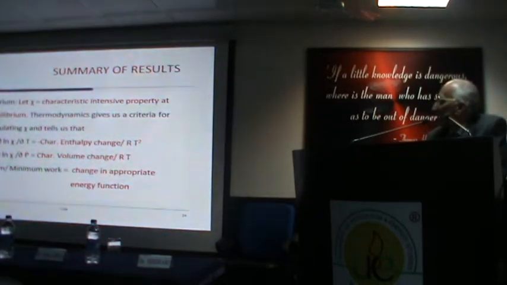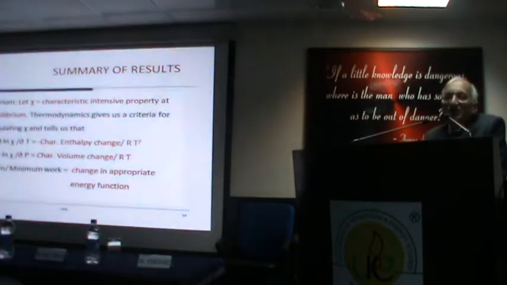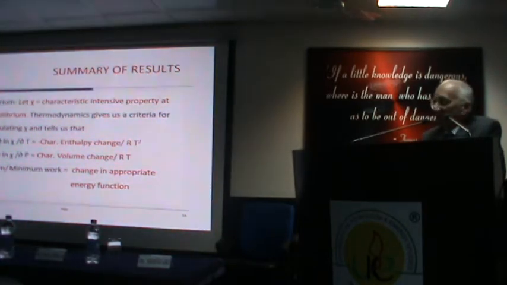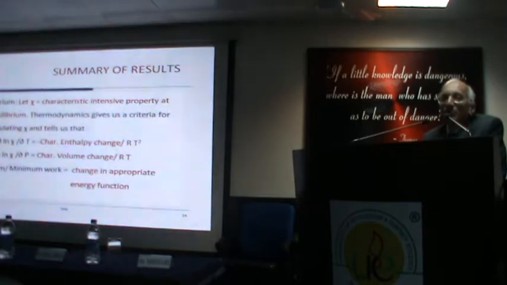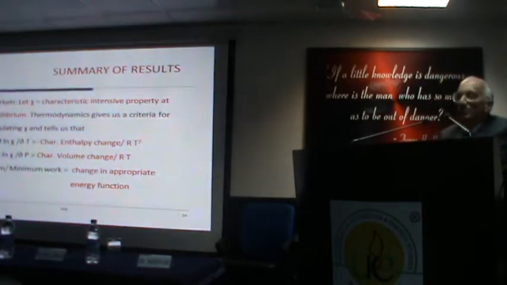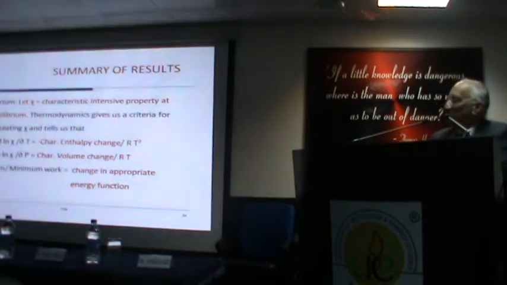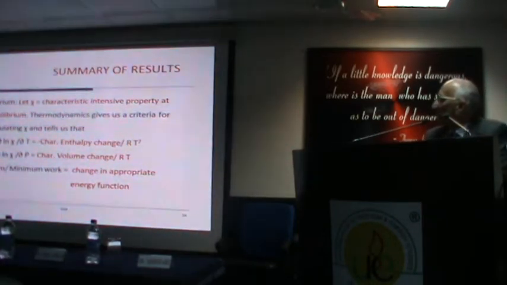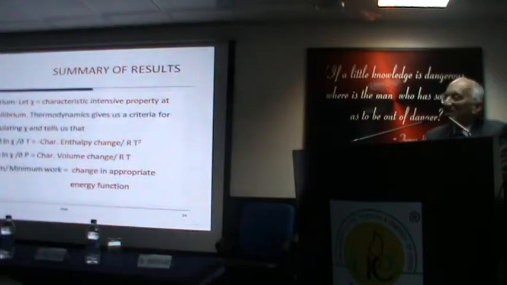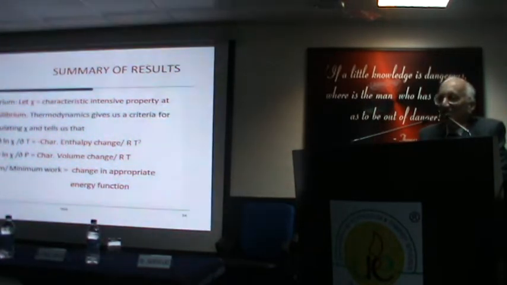You can ask, for example, if chi is the solubility, then if it's an ideal solution, the enthalpy change would actually be the latent heat of melting. Otherwise, it will be the heat of solution, either at infinite dilution or heat of solution at whatever composition you're working. And similarly, delta log chi by delta P is always a characteristic volume change by RT. The first one has always got a minus sign in front, the second one has a positive sign.